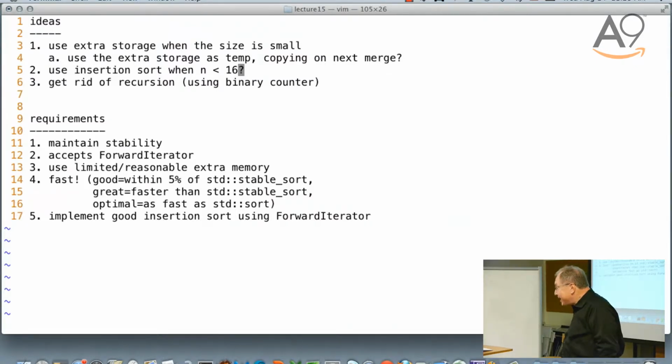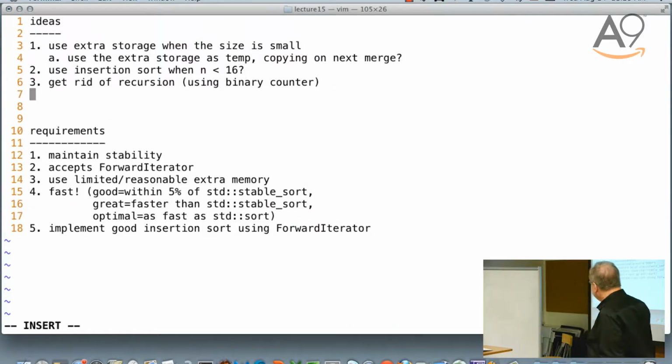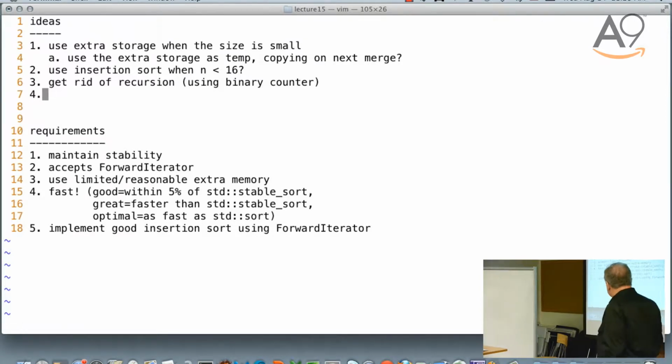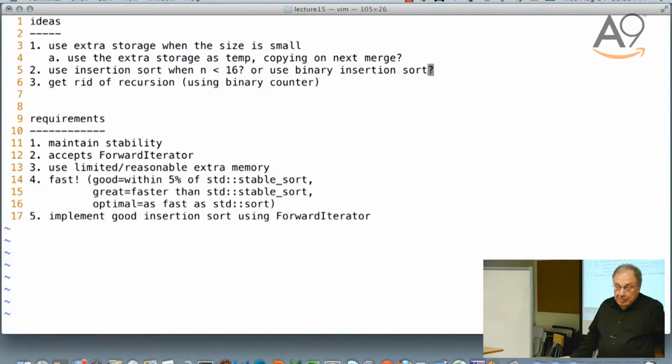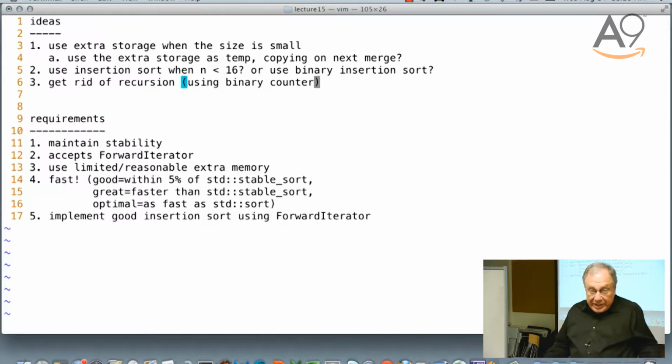He said binary insertion sort. Or use binary insertion sort. We need to figure out, is it good or will it help or not?